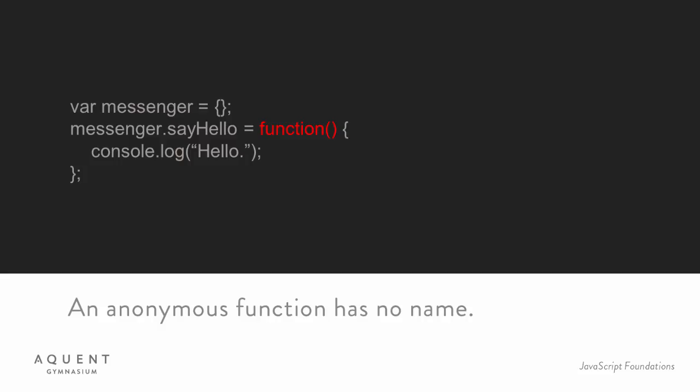Functions that are attached to objects like this are often called methods to distinguish them from other functions that are not part of objects you created. So don't get confused by the term method, it just means a function that's part of an object.